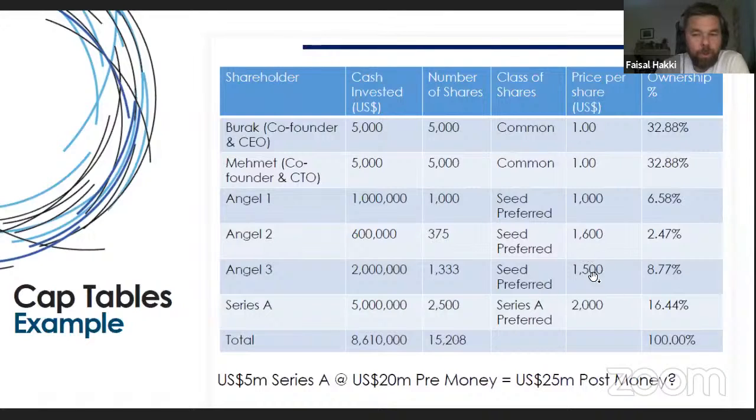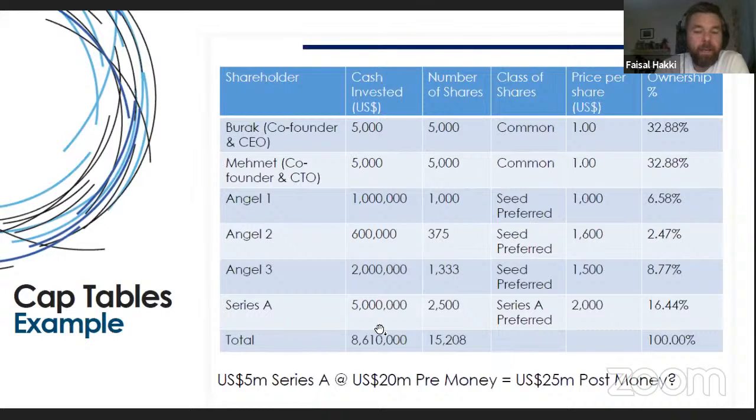The way these usually work is that you get the lesser of. So applying a 20% discount on a 20 million pre-money is 1,600, whereas applying the cap of 15, you arrive at 1,500. They get the lower of that, so they convert at 1,500. Each of them gets their respective shares as shown on the list here.